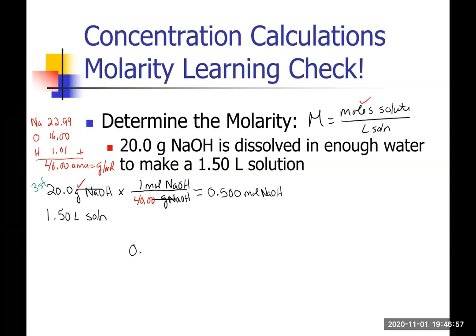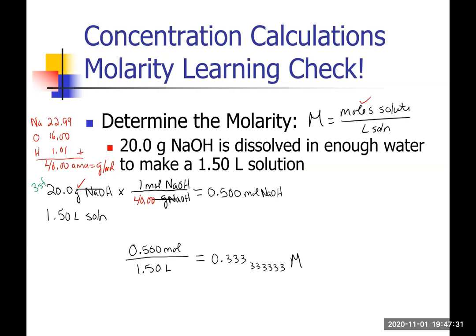Now I have 0.500 moles in 1.50 liters, which gives me 0.333, and these threes keep going and going and going. And this is molar, or I could have written moles per liter, either way.